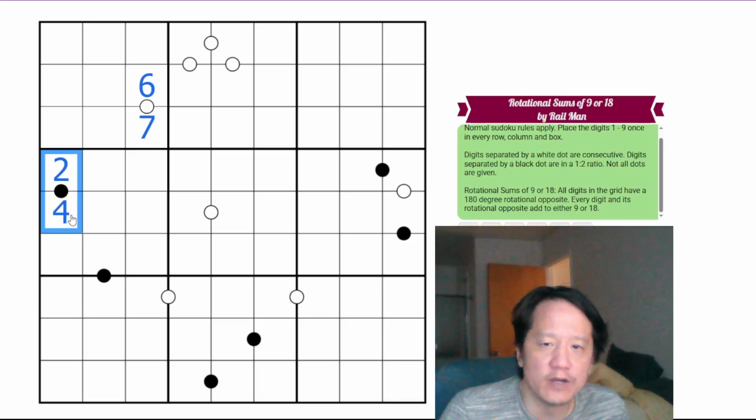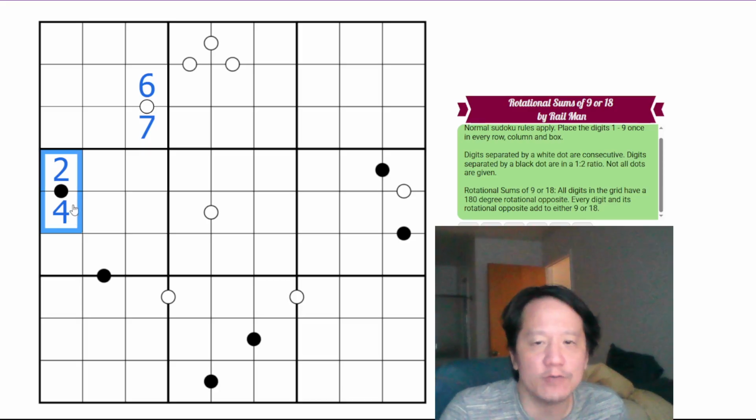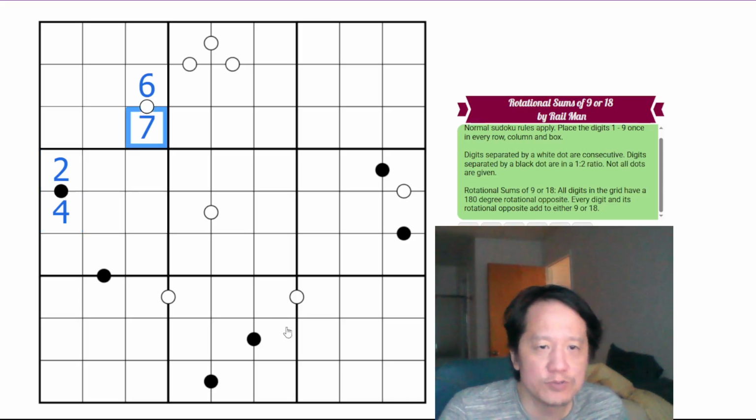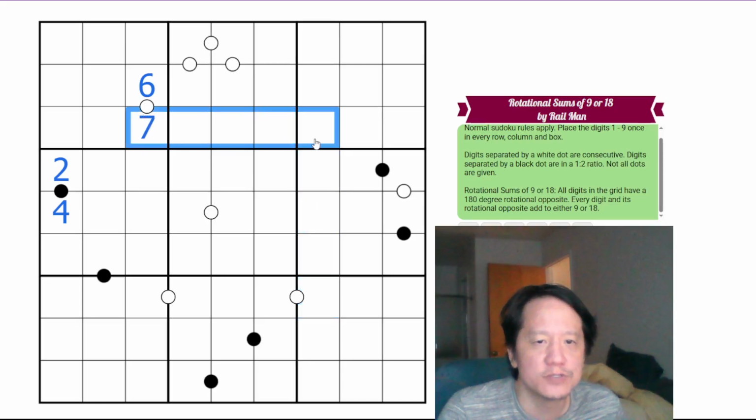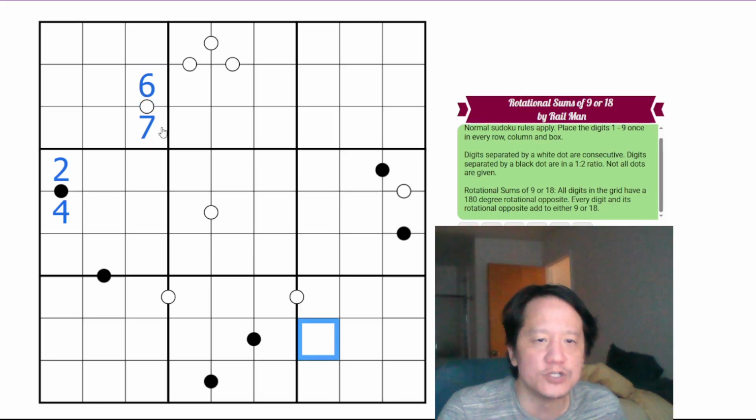And in addition, we have rotational sums of 9 or 18. All digits in the grid have a 180-degree rotational opposite. Every digit and its rotational opposite add to either 9 or 18. So this rotational opposite is here, because you rotate the grid 180 degrees. This would be rotationally opposite here, because if you rotate this 180 degrees, it would be here. So these two digits must add up to 9 or 18.